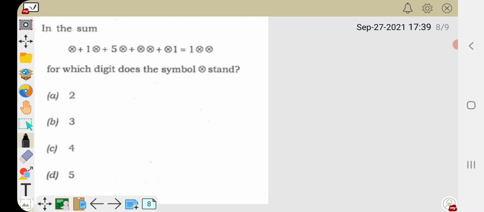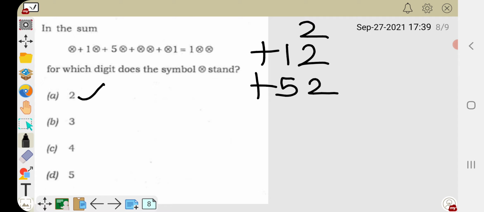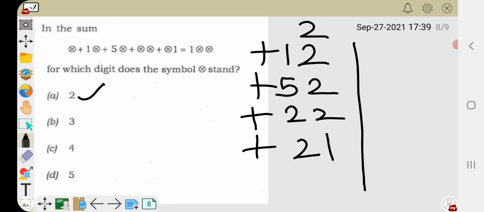Next question is, in the sum, one symbol is given. LHS and RHS are given. For which digit does that symbol stand is asked here. So we will put option A, B, C, D stepwise in the given expression and check whether the expression is satisfying condition or not. For A is equal to 2, 2 plus 12 plus 52 plus 22 plus 21 will be our LHS, and RHS will come as 122. Now we will make sum.